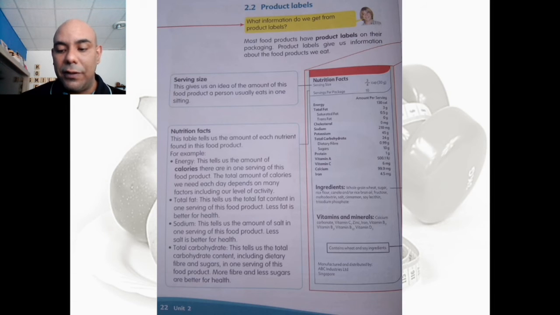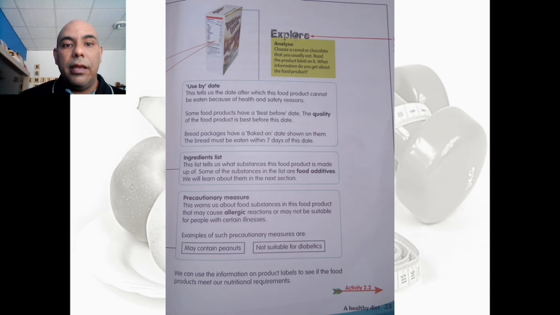Then we also have the fibers, and the fibers are going to be especially very good for our digestive system. Then we also have the expiration day. In this case, the expiration day will be the day in which the product was produced and the day in which the product must be consumed.